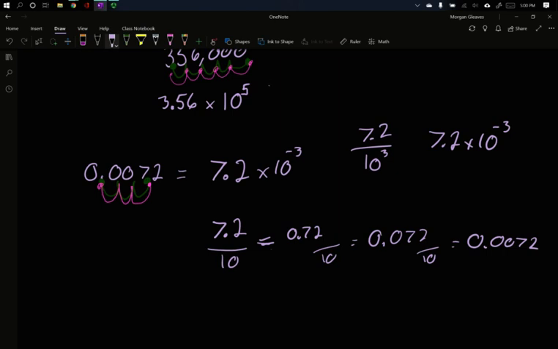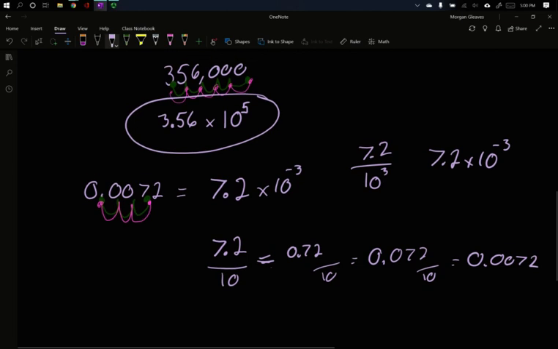And so when we had large numbers, our exponent was positive so that 3.56 would get bigger to return us to our 356,000. When we want small numbers, our negative exponent tells us to shift to the left to get smaller in order to take 7.2 back down to 0.072.